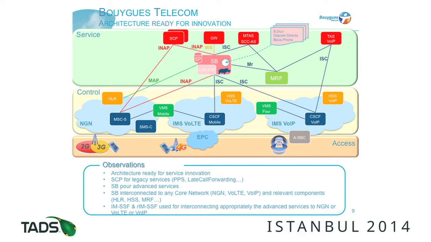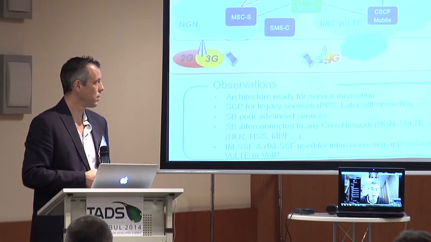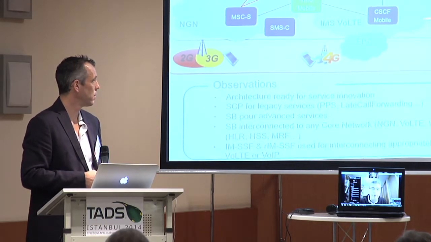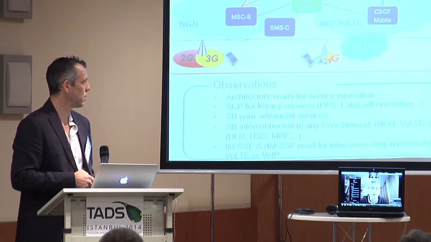So we have created a service network layer with a service broker, whose main goal is to provide agnosticity of our core network toward the applications. For that reason, we also have inside the service broker some functionality called IMSF and reverse. The goal of those elements is to be able to have an application working on NGN and also on IMS. If we speak about IMS, very often it's a SIP application. If we speak about NGN, it's mainly an IN application.